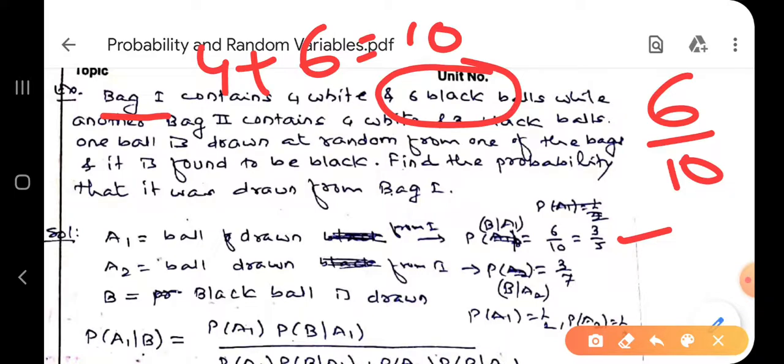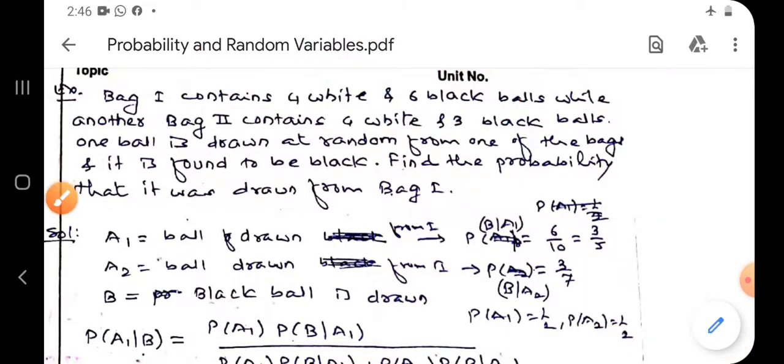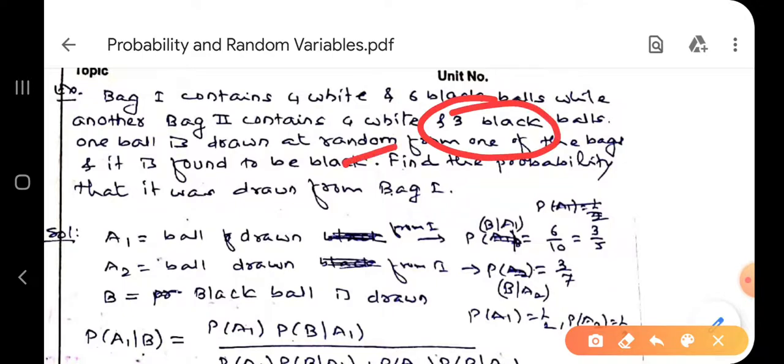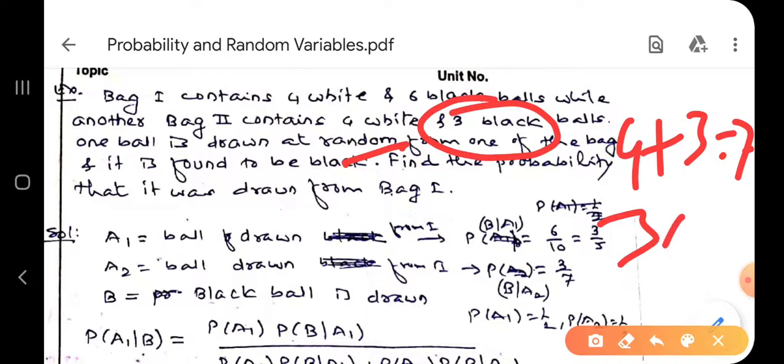Understood? 6 by 10. Similarly, in the second bag, how many black balls are there? 3. And total balls are 4 plus 3, which is 7. So I get 3 by 7 as the probability. So P of B by A2, black balls for A2, the second bag. Understood?